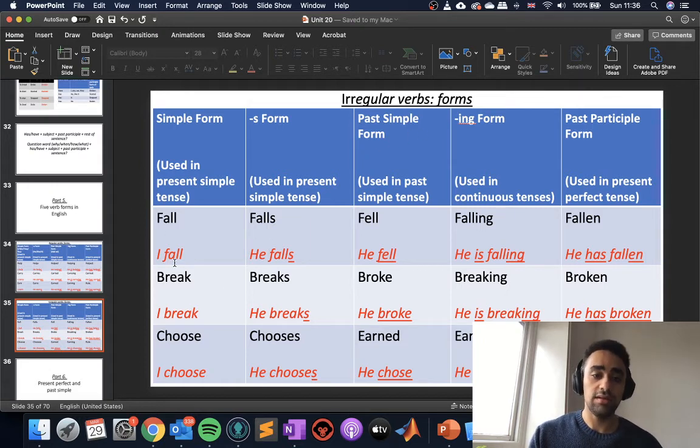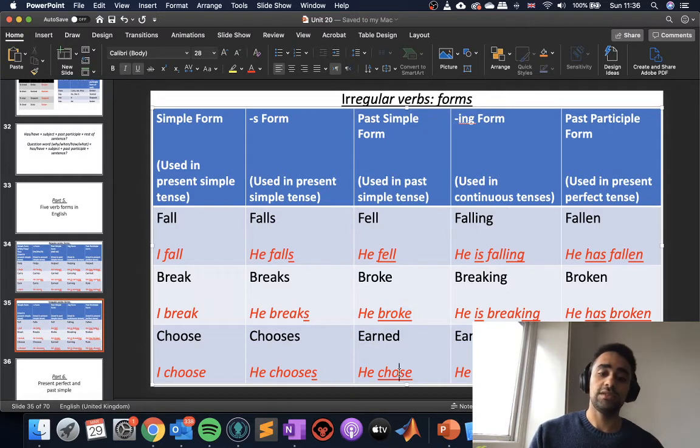So fall, for example, like we have for the simple and adding the s, it's the same, there is no change for irregular verbs. So I fall, he falls, I break, she breaks, you choose, he chooses, or she chooses. For the past simple, this is what changes. For past simple and past participle. The past simple from fall is fell. The past simple from break is broke. The past simple from choose is chose. It's just one O less.